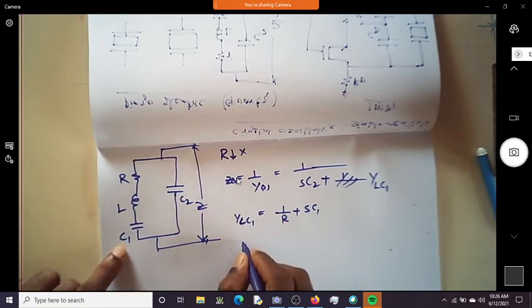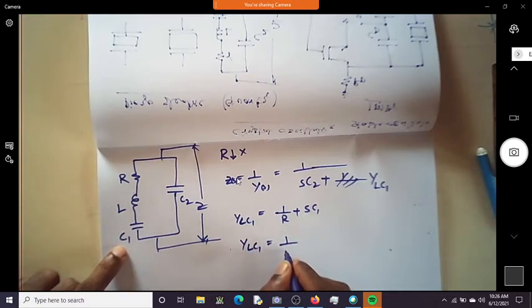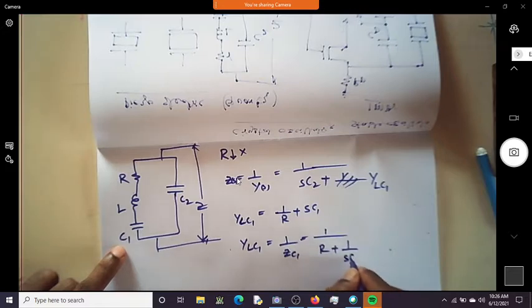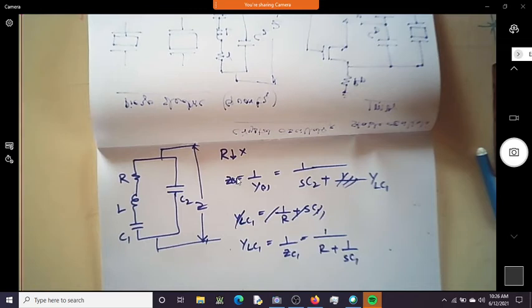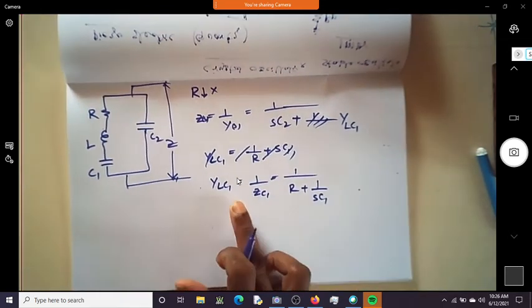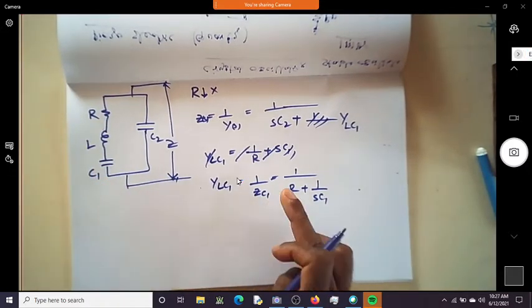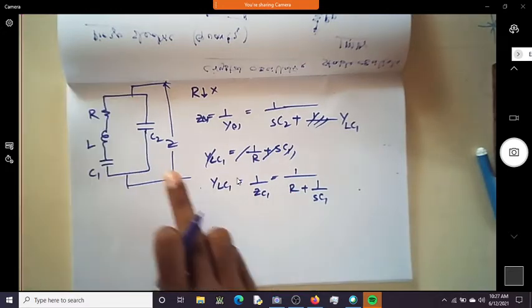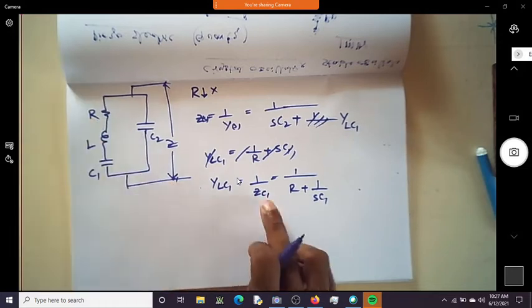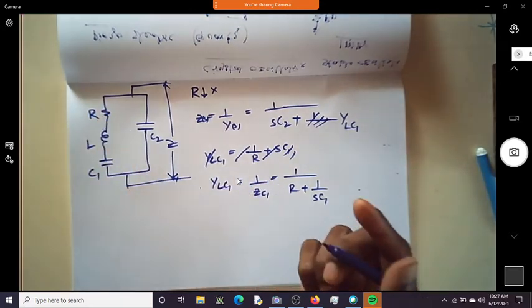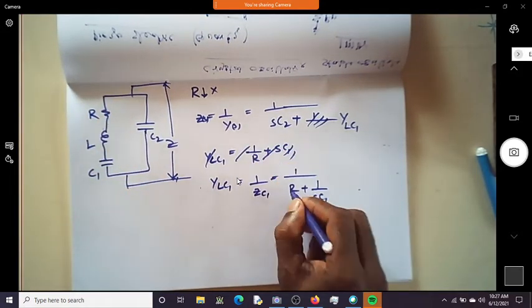Or can I write YC1 is equal to 1 over ZC1, which is equal to 1 over R plus 1 over SC1, instead of this? Can I write this? Yes, sir. Because you have something in series, it is always better to consider the impedance. So can I write Y of this arm as equal to 1 over the impedance? Impedance is just the summation of this resistance. We are neglecting this resistance. Let me not write this resistance.